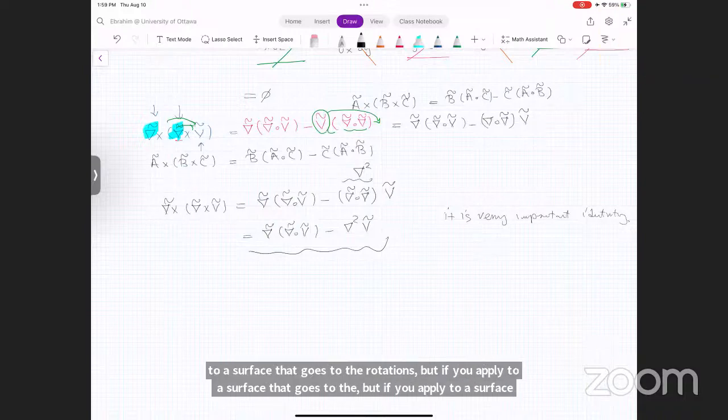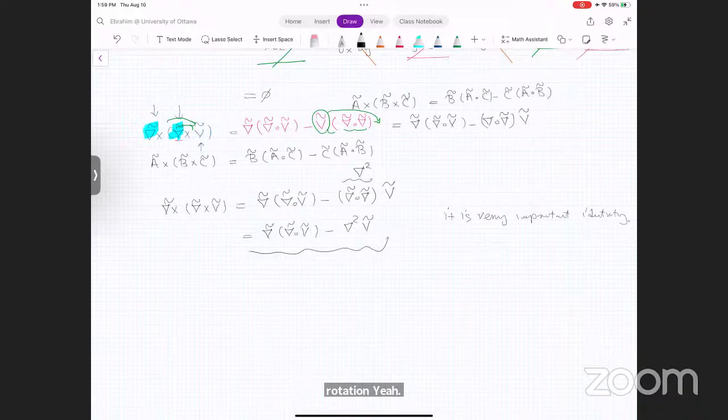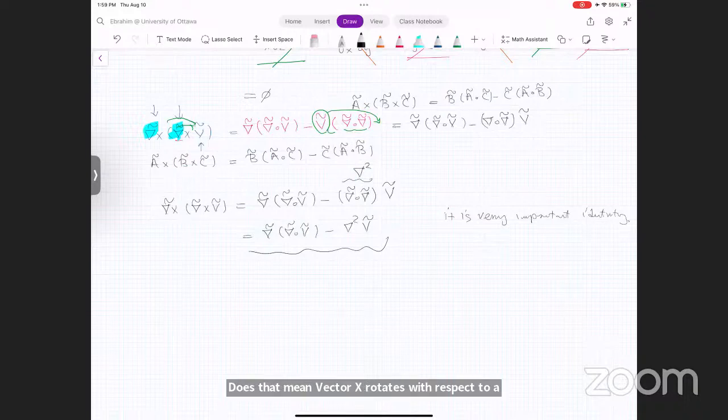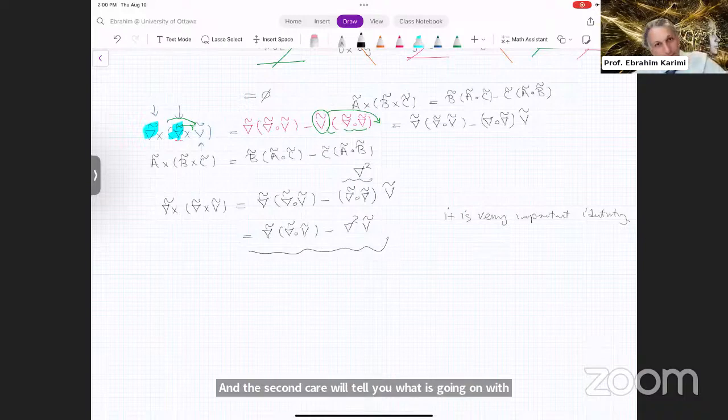Perfect. As the curl indicates rotation, if curl of x is constant in a physical system, does that mean vector x rotates with respect to a uniformly rotating axis? Well, yes, indeed. The first curl will give you a rotation, and the second curl will tell you what is going on with the rotation of the rotation. Yes. Perfect.